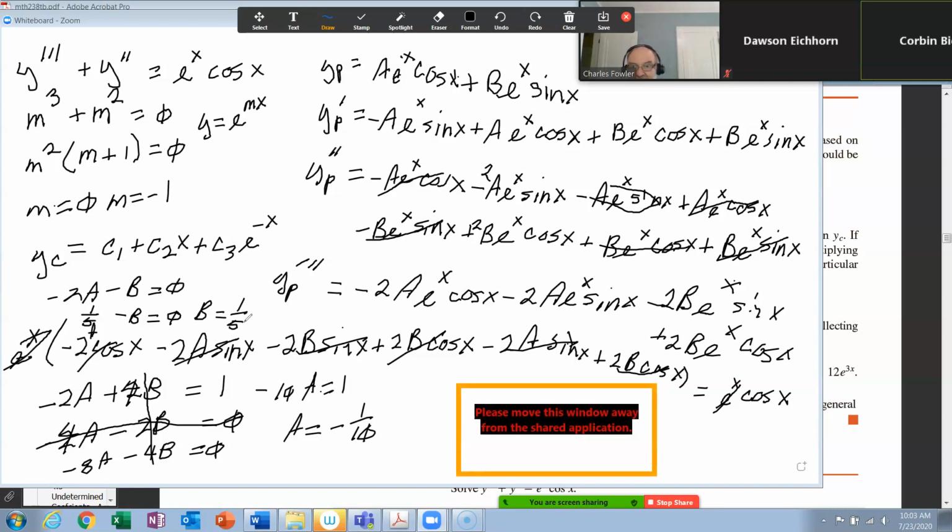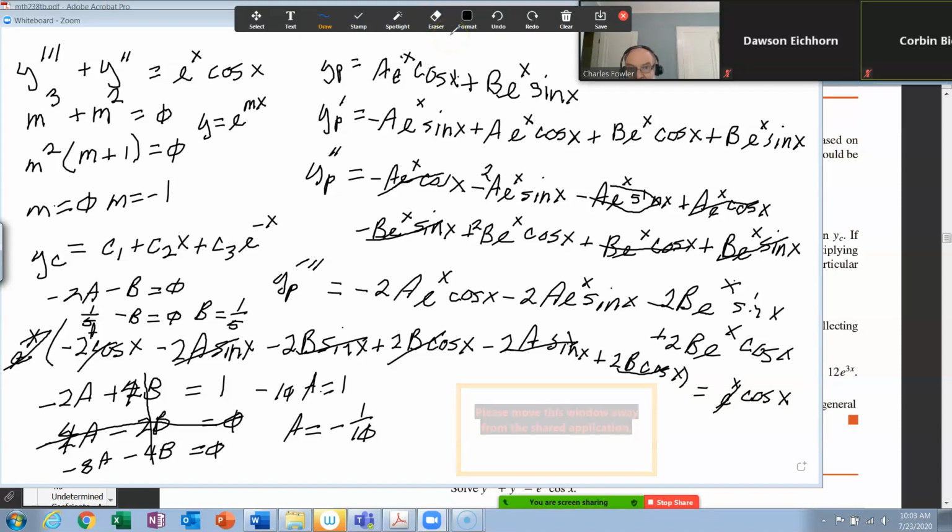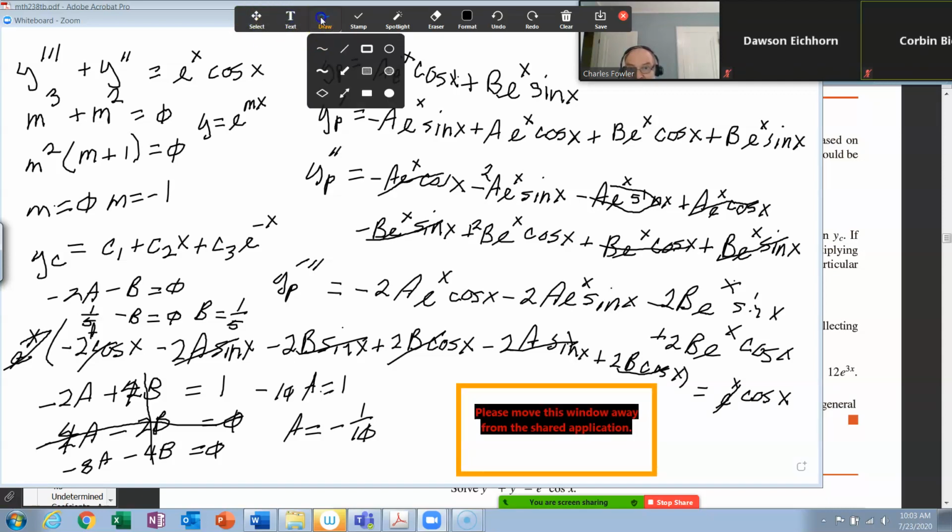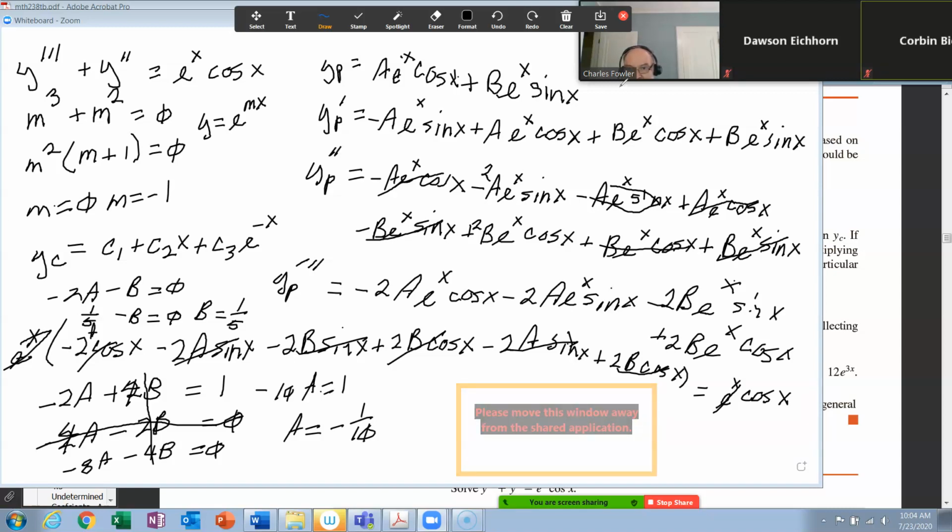Now, the only issue is, where do I write my solution? This was not an initial value problem, and my eraser isn't working anymore. I can't get it to work. Let me try something else. It seems like I tried something and got it to work before. Let me do a select here. Well, that's not working either. Text is not working. Draw is working. I can't get it to work, so let's not worry about it. Somewhere I've got to write my solution. I think I'll do it here. It's not much room, but a little bit of room.